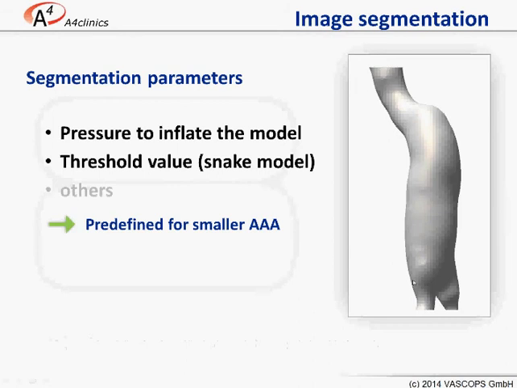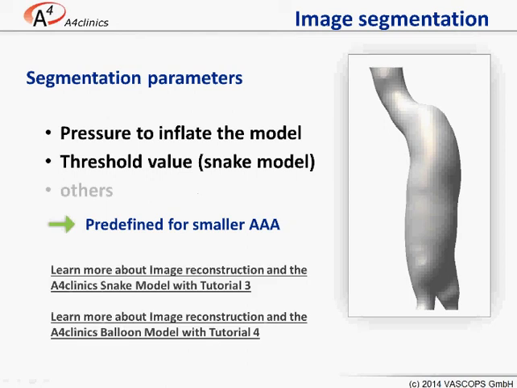Now, in order to control this segmentation algorithm, you have different parameters available, and we're going to see that later in the live segmentation. And these parameters are predefined for small aneurysms. So if you're going to segment a small aneurysm, you will not have to touch upon these parameters. If you're going to segment something different, you have to find your set of parameters that fits your application.